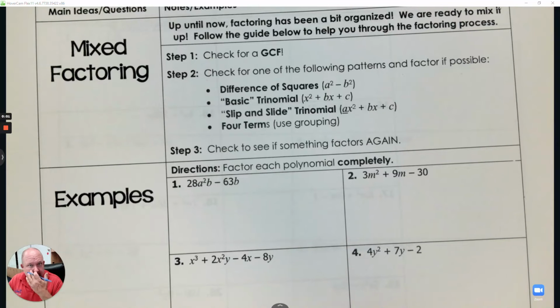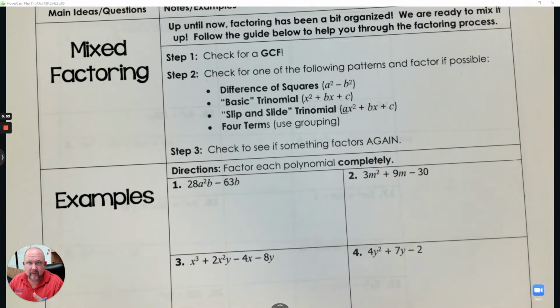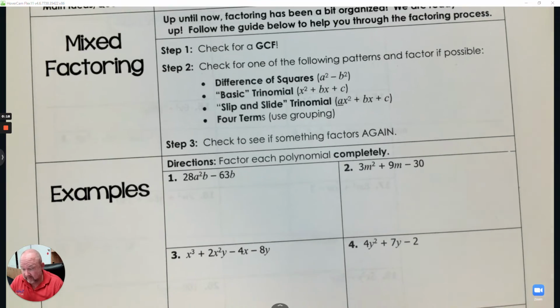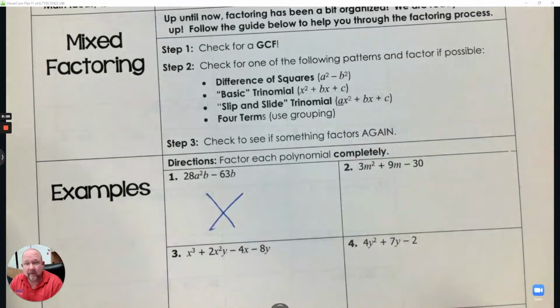All right, this is a mixed factoring lesson. We've already talked about trinomials, different types of trinomials, difference of squares, grouping, greatest common factor. All of those techniques are going to be mixed in here, and we're going to practice to see if we can identify some things and factor together. Again, we're not going to do multivariable, so we're not going to do number one.